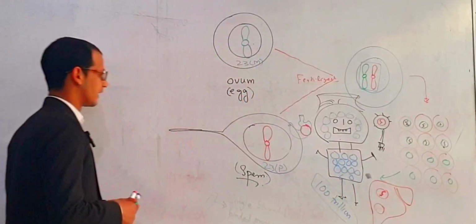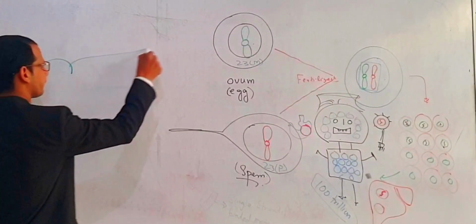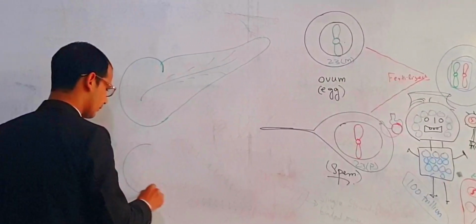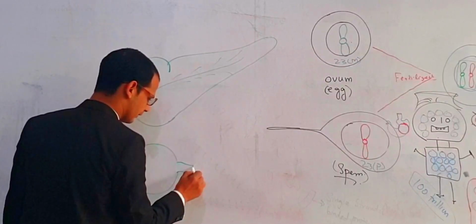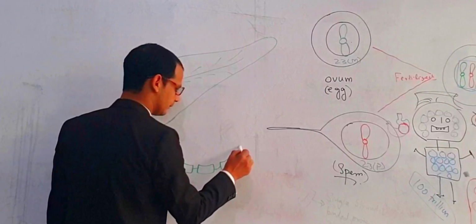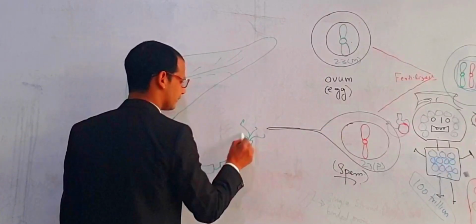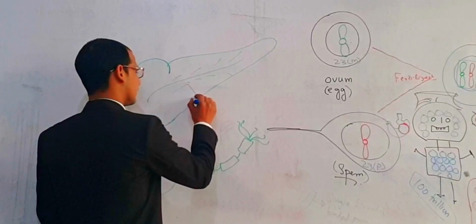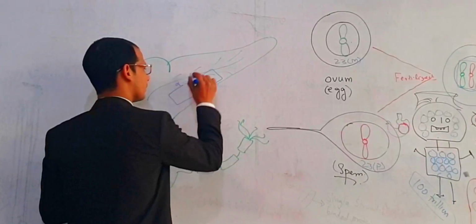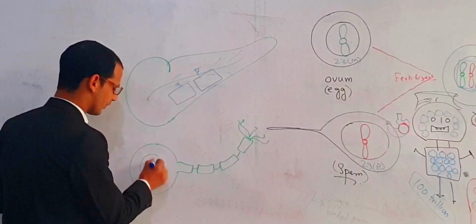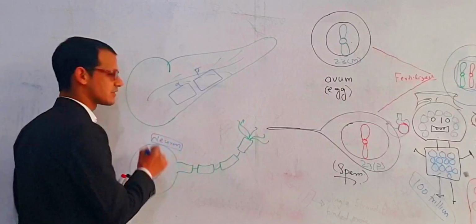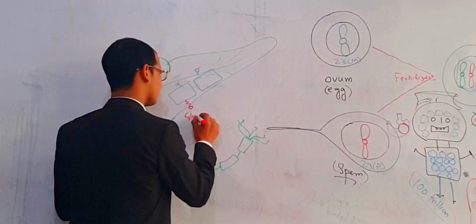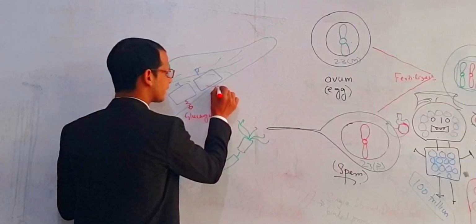For example, I am taking the pancreas, and I am taking a beautiful neuron here. The pancreas has two types of cells, one is alpha, the second one is beta. Here this is a neuron. What is the function of a neuron? Signal transmission. And what is the function of the alpha cell? Glucagon. What is the function of the beta cell? Insulin.